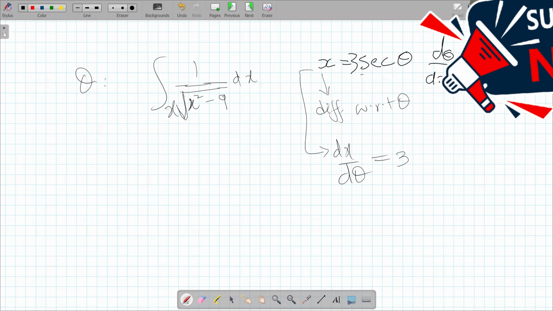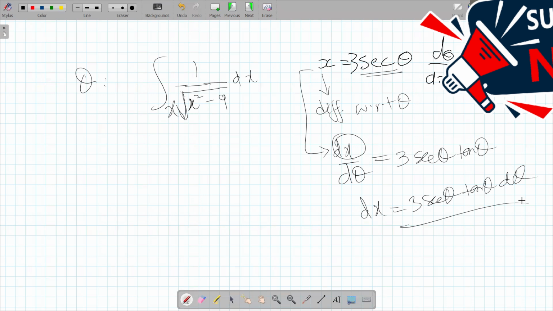What is the derivative of sec theta? Not sec theta tan theta. So you need dx from here. So dx will equal 3 sec theta tan theta. I got them the wrong way around, my bad. Do it like this. Now substitute.